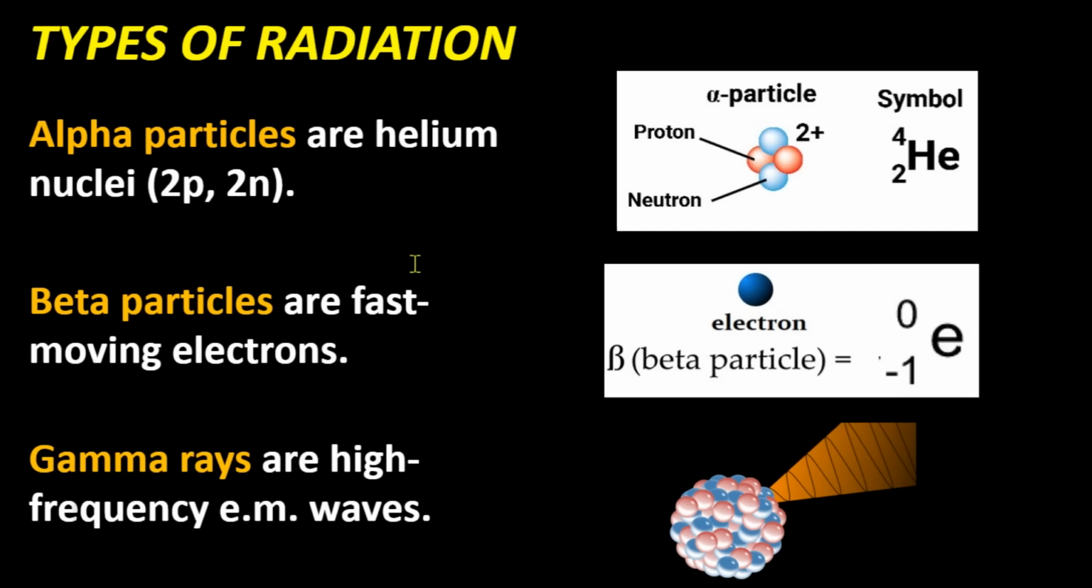So the 3 types of radiation are alpha particles, beta particles, and gamma rays. Alpha particles, as you can see here, are helium nuclei, basically 2 protons and 2 neutrons. The symbol for an alpha particle is written here. Beta particles are fast-moving electrons. This is a beta particle, and the symbol is written here, which has a mass of 0 and a charge of -1. Gamma rays are high-frequency electromagnetic waves.